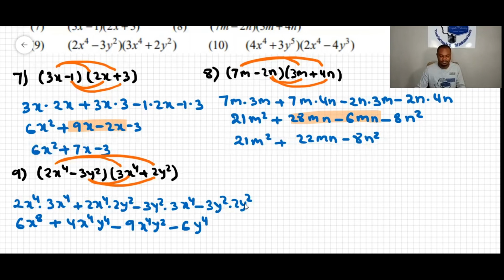So here it was y to the power of 2, right? Let's correct that. That's y to the power of 2, and then we can notice that we have like terms here. We can combine these two like terms. So the final answer will be 6x to the 8 minus 5x to the 4 y squared minus 6y to the 4.